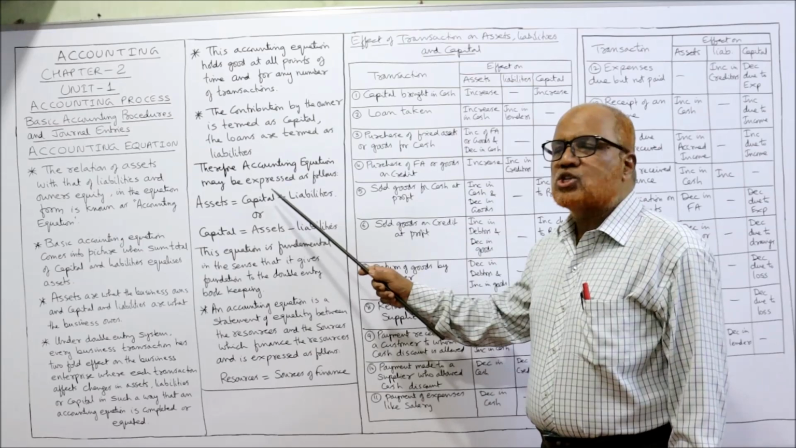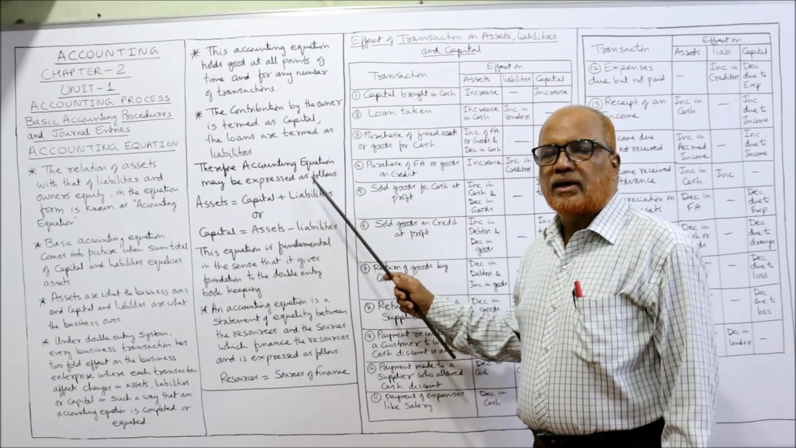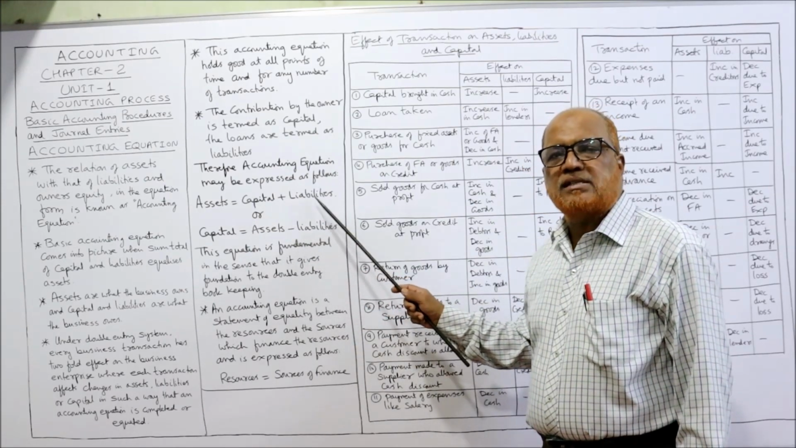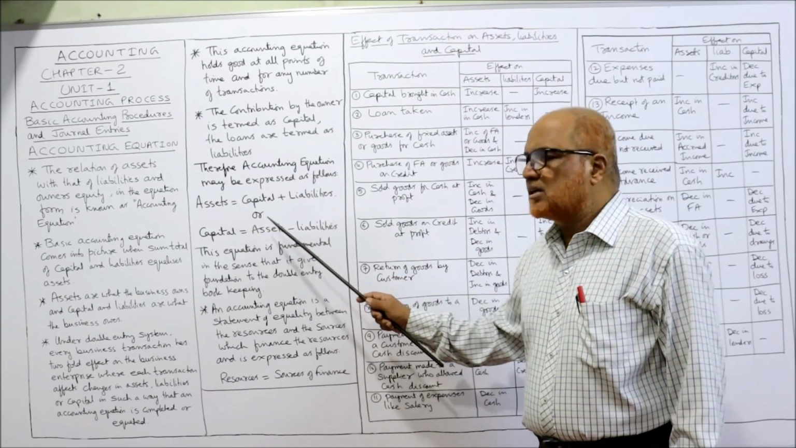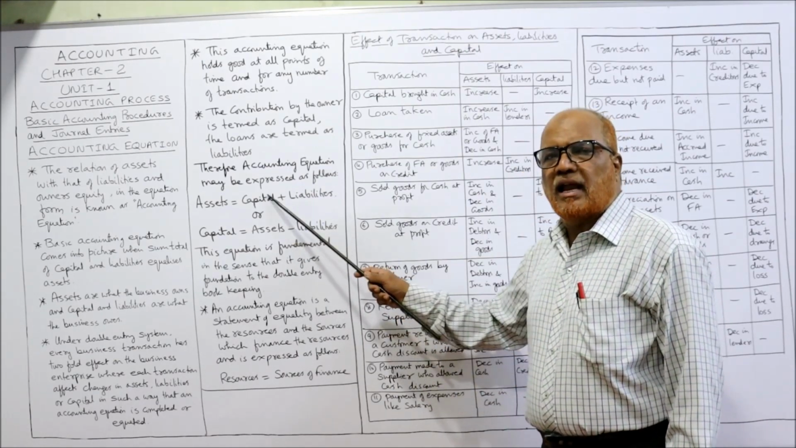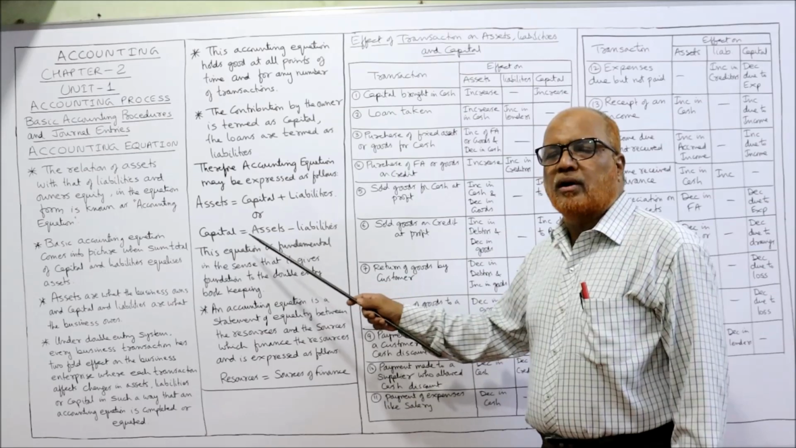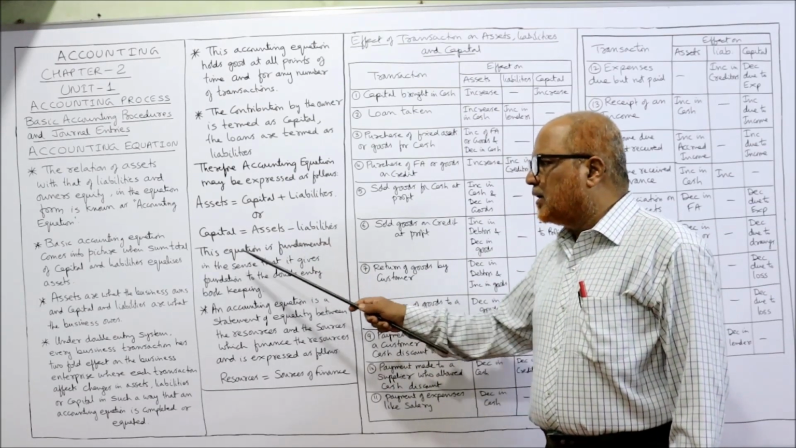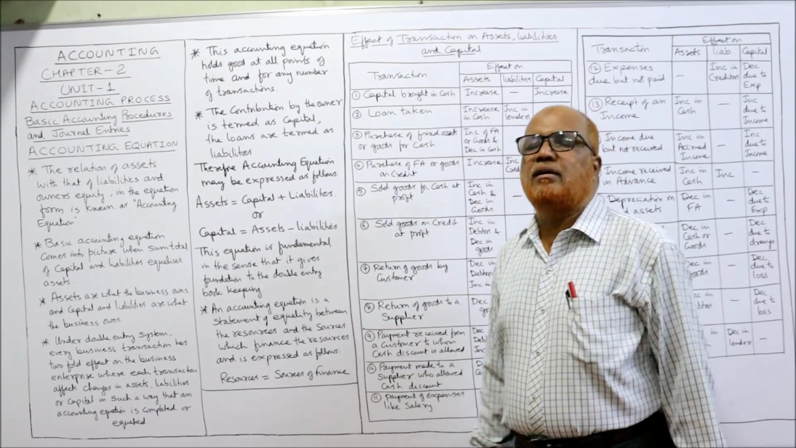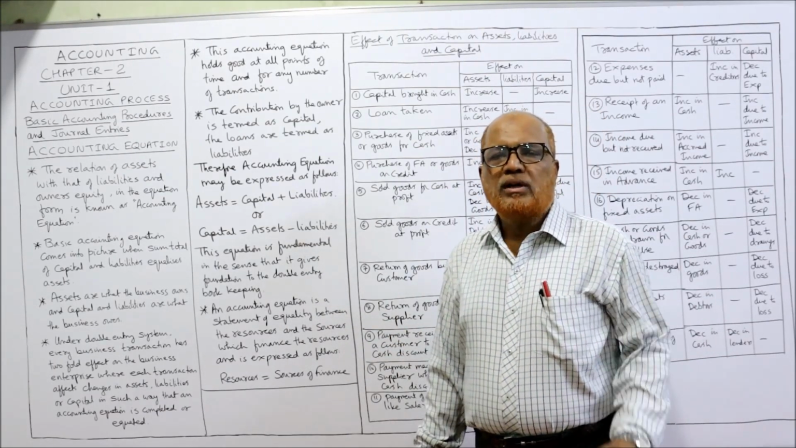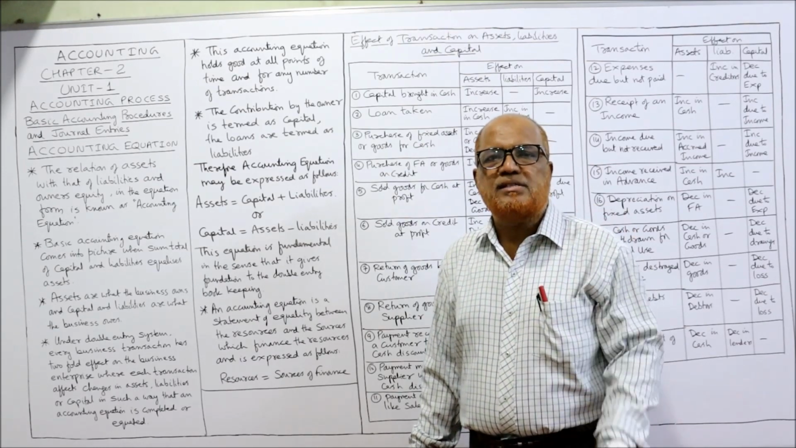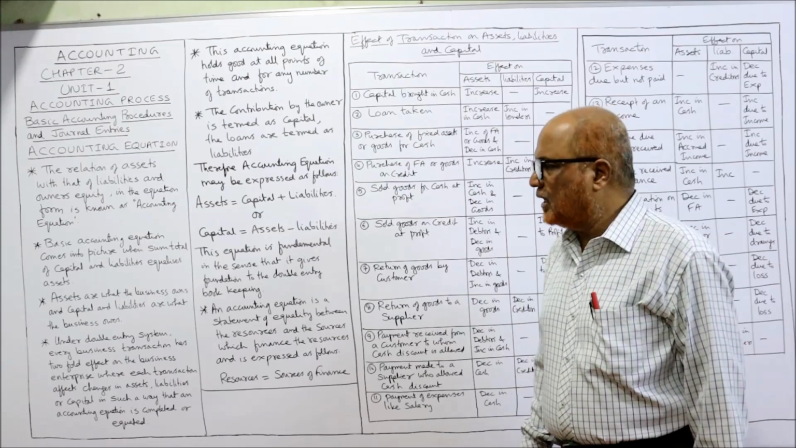Therefore, the accounting equation may be expressed as follows. Assets is equal to capital plus liabilities, or capital is equal to assets minus liabilities. Any way you can write it like this. This equation is fundamental in the sense that it gives the foundation to the double entry bookkeeping system. Whatever we have said about the double entry system of bookkeeping will be completely satisfied in the accounting equation.